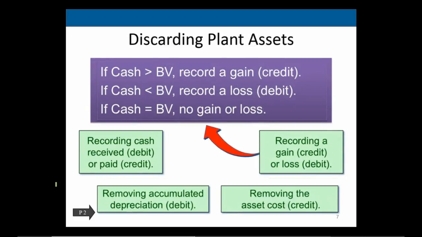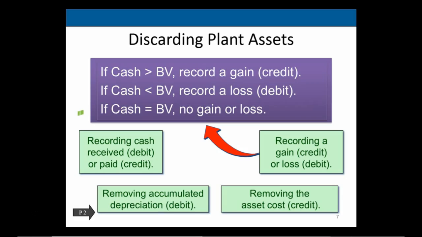So if we look at that in a general basis, discarding plant assets, if the cash is greater than the book value, we're going to have a gain. If the cash we receive is less than the book value, we're going to have a loss. And if the cash that we received equals the book value, then we'll have no gain or loss. That won't generally happen because that would mean it was a perfect world and we happen to sell it for exactly what is on the books.